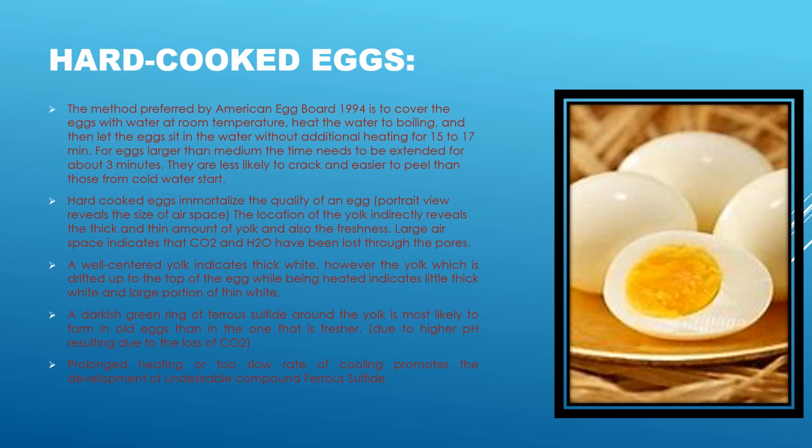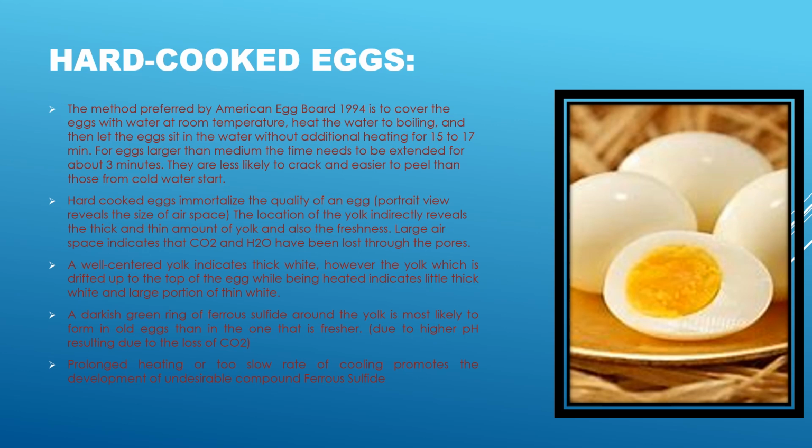There is a standard method to make a hard cooked egg. What is that? It is approved and recommended by the American Egg Board. It is to cover the eggs with water at room temperature and then heat the water to boiling and then let the eggs sit in the water without additional heating for 15 to 17 minutes. For medium eggs, the time is reduced by about 3 minutes. They are less likely to crack and easier to peel than those from cold water start.